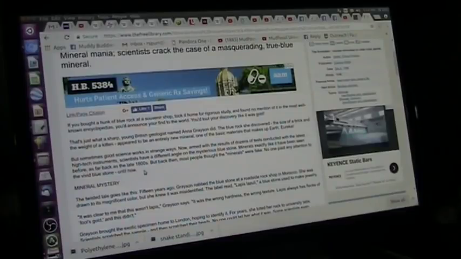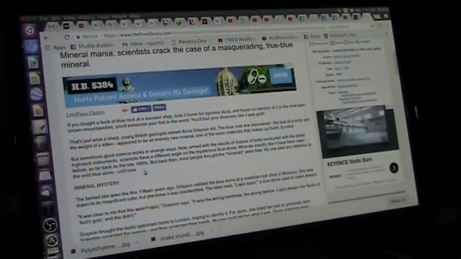Now armed with the results of dozens of tests conducted with the latest high-tech instruments, scientists have a different angle on the mysterious blue stone. Now listen here. Minerals exactly like it have been seen before as far back as the late 1800s. But back then most people thought the minerals were fake. No one paid attention to the vivid blue stone until now.